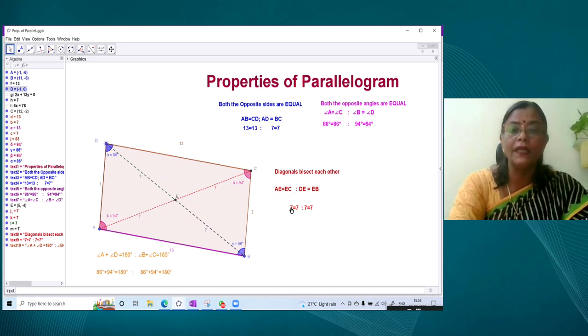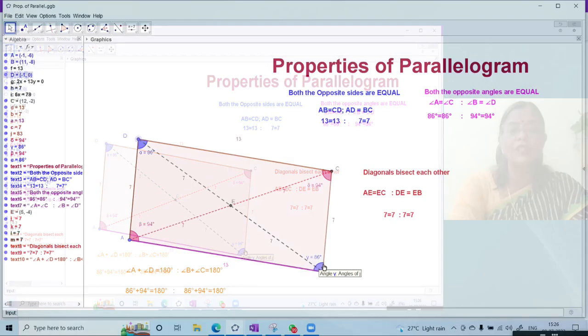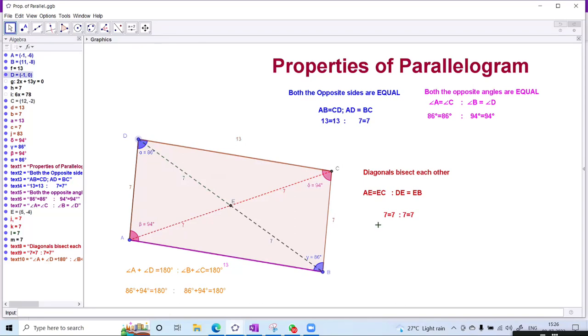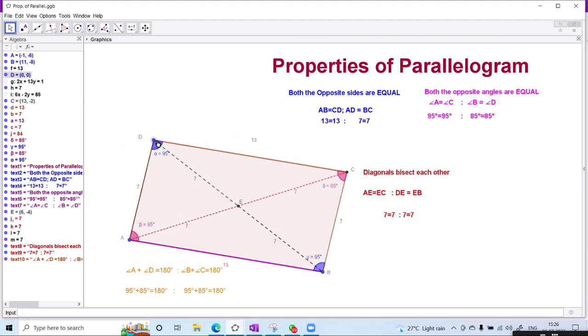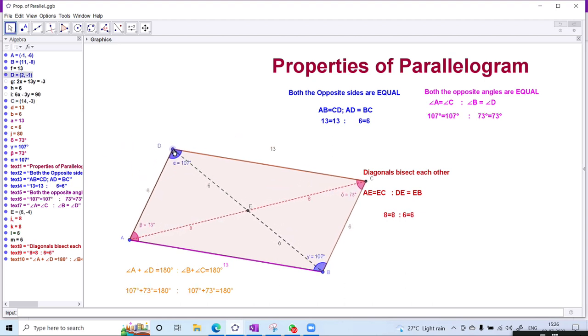This AE and EC, their measures are 7 and 7. Likewise, DE and EB's measure is also 7 and 7. So they have the same length, that is, the diagonals are bisecting each other. So these are different properties of a parallelogram. When we come across such properties, we can very well say that the quadrilateral is a parallelogram. I hope I have made it clear through this.